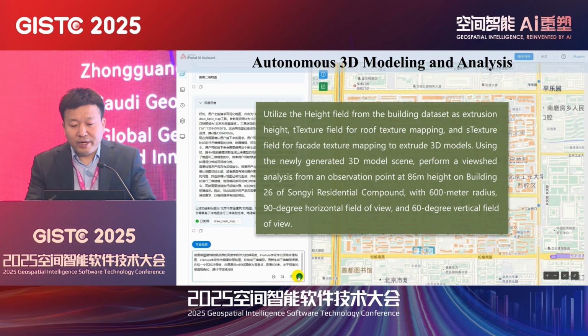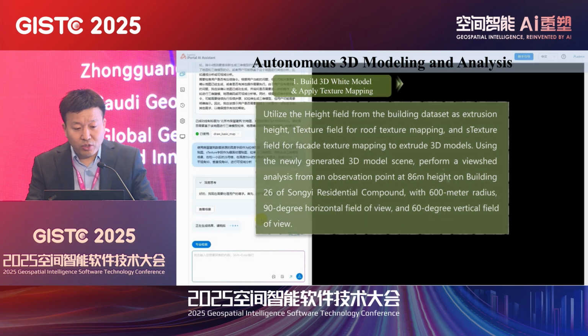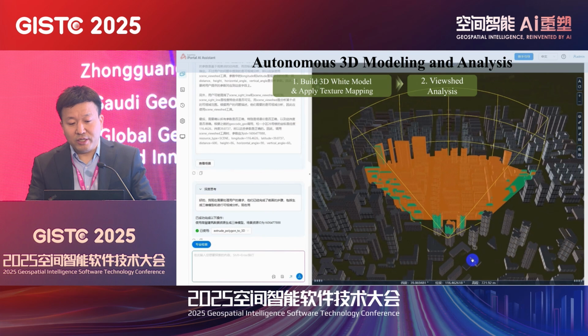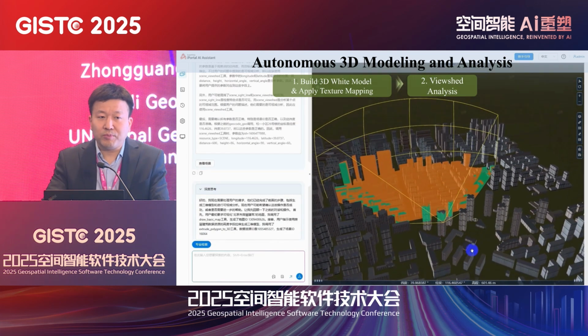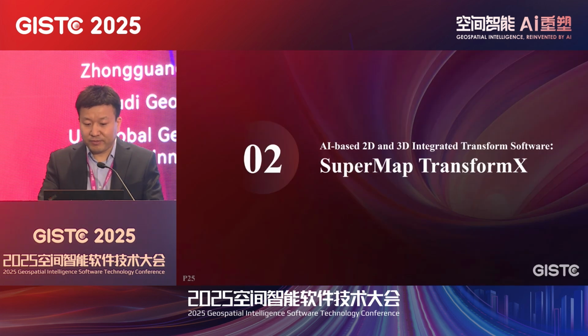Okay, here is an autonomous 3D modeling and analysis demonstration. It's planning a task autonomously, from building a 3D white model, then matching the texture, then modeling, and then using the 3D scene to run some spatial analysis like viewshed analysis. Okay, that's the new progress in our AI agent.